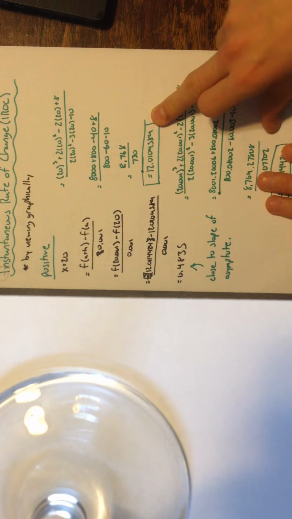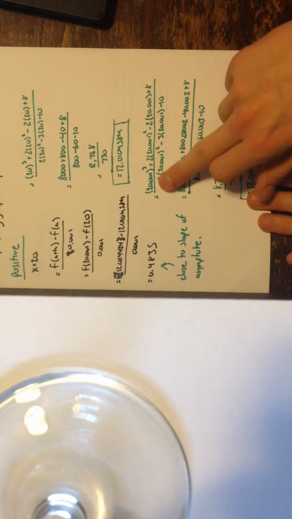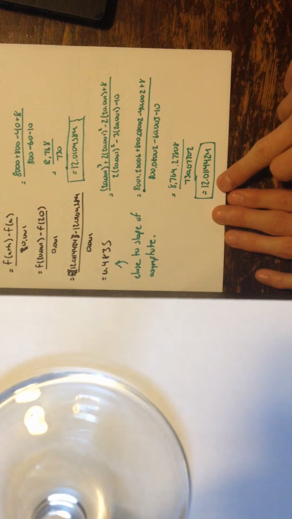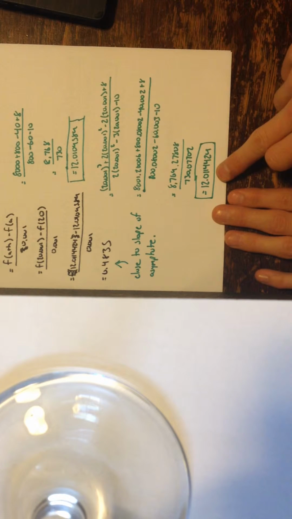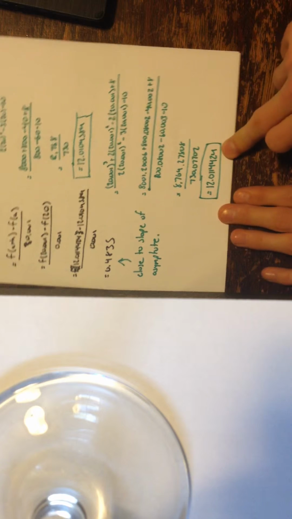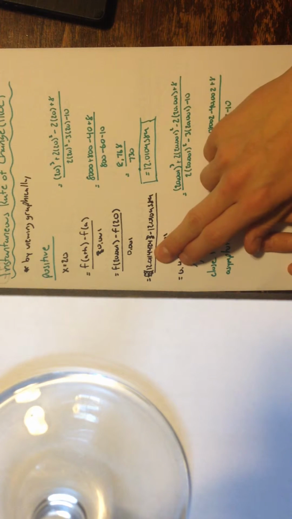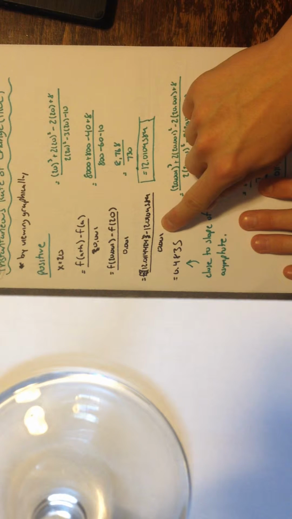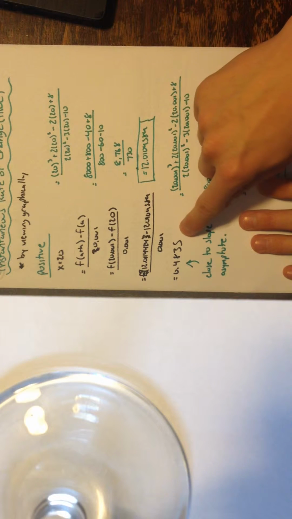So we plug 20 into our original equation, and we come up with a number of 12.0109589. Now we do the same thing for 20.001, and what we find is that we come up with a number of 12.0114424. We then subtract this number from this number, and then divide by 0.001. What we find is that we have a change of 0.4835.